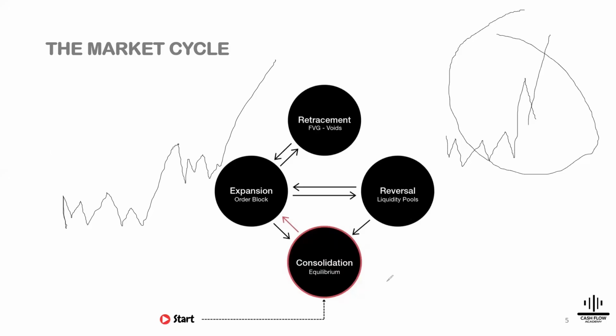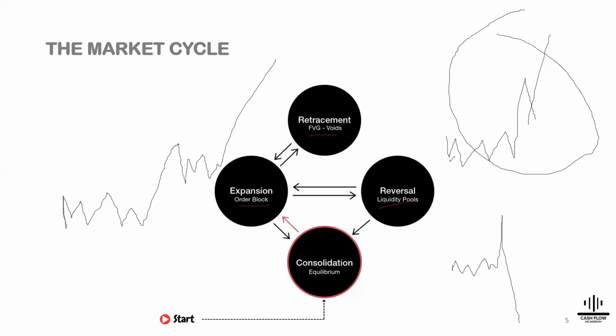Another scenario that could happen is price breaking out from a consolidation. We see price expanding and then reverses. And each of these phases in the cycle are paired with particular reference points. Like the consolidation is paired with equilibrium, expansion is paired with the order block, retracement is paired with liquidity void or fair value gaps, and then reversal is paired with liquidity pools. Now, every one of these cycles will be explained in a single video, but today we're talking about consolidation.